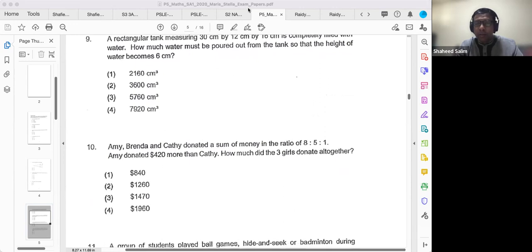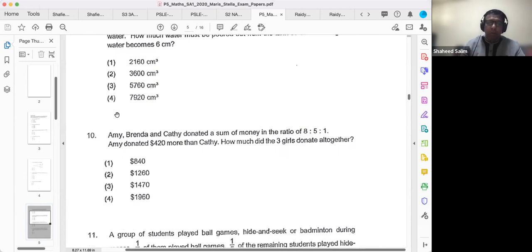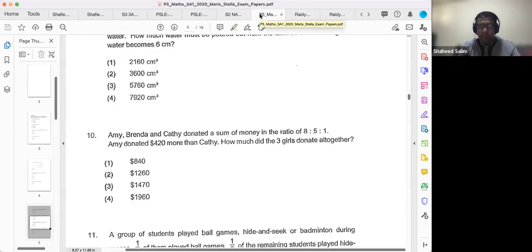For 10, let me see. Did you get right for 10? Number 10 and 11, you got wrong. So can you try 10? Your answer for 10 is 2. So 2 is not the correct answer.